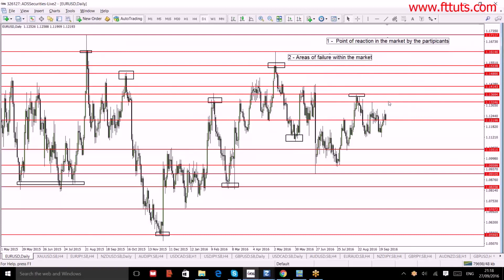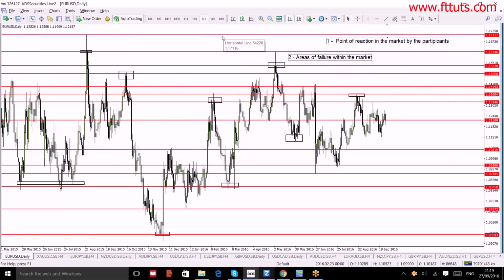Good. Now I'm going to explain to you the reasoning behind a point of reaction. Why do we mark point of reaction within the market and areas of failures within the market? Why do we say, now understand this, listen, very important, significant. Why do we say the point of reaction and areas of failure are significant within the market?